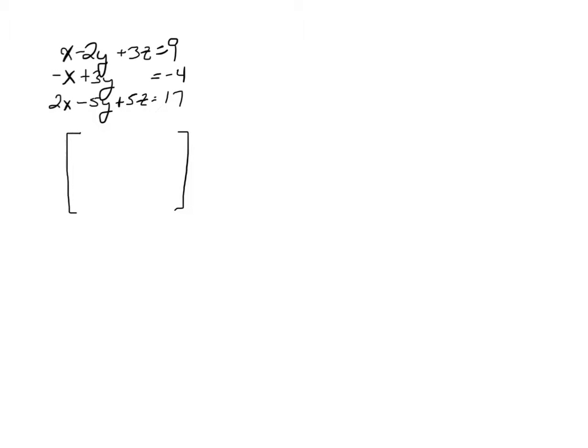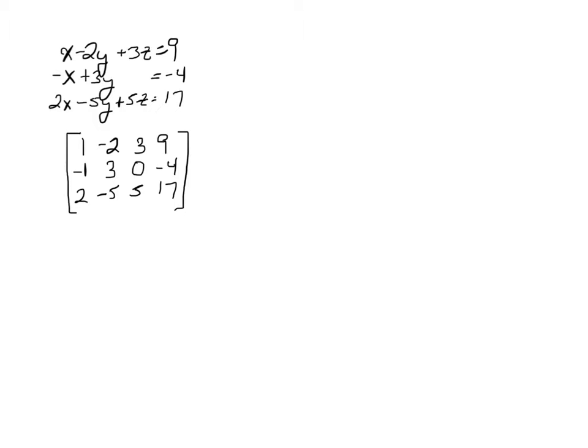Now the way this works is we take all of the coefficients of each equation. So we're going to have 1, -2, 3, 9. Next row will be -1, 3, 0, -4, and last row looks just like that.